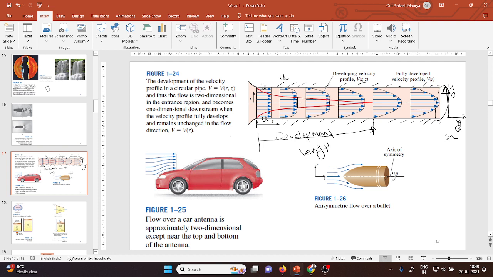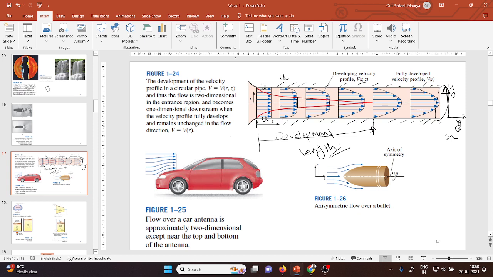Development length, always remember what is development length. So that's why if you conduct any experiment, you always try to measure after the development length, not in the development length, because as you move in the x direction, the velocity diagram keeps changing up to the development length. So you cannot measure accurately what is happening.